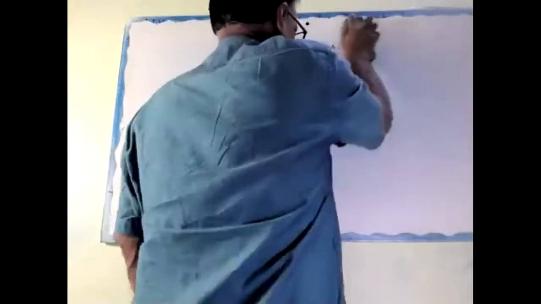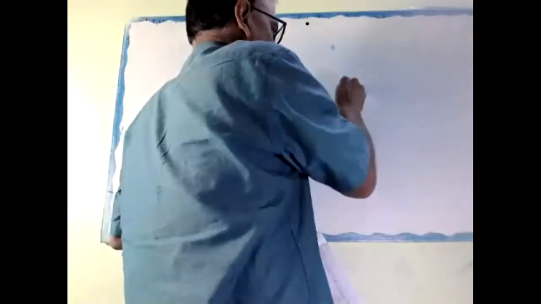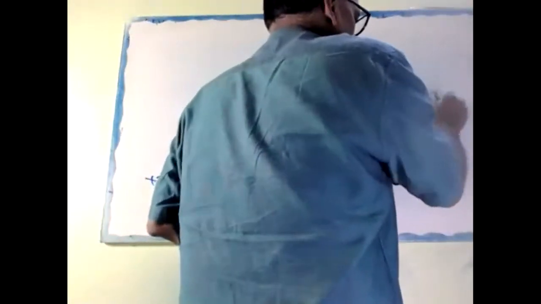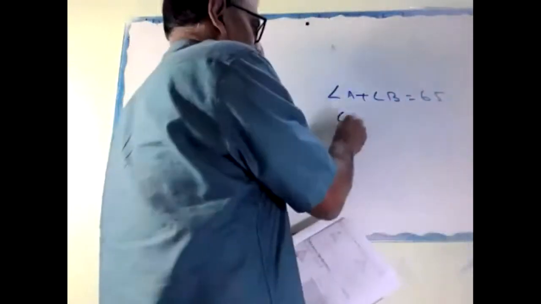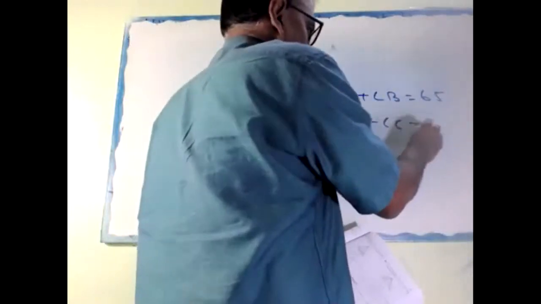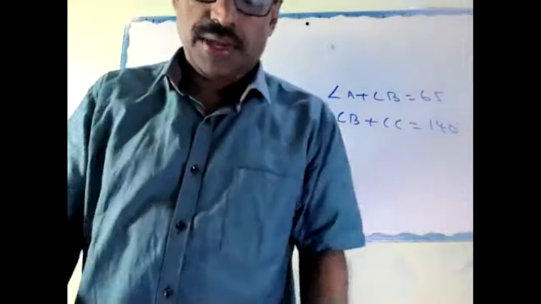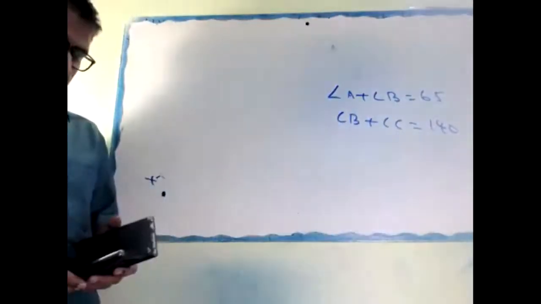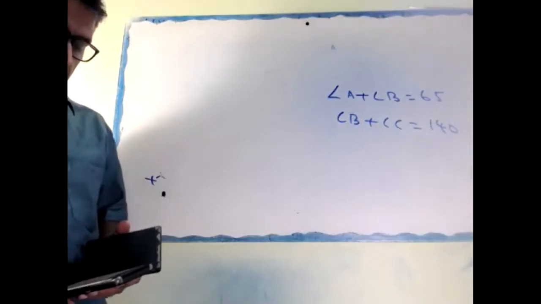In triangle ABC, angle A plus angle B equal to 65. Angle B plus angle C equal to 140. Find B and C.